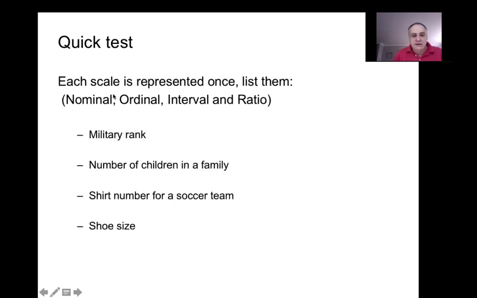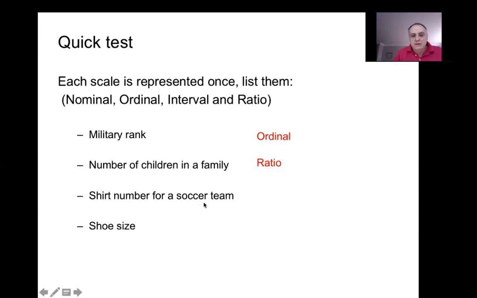Each scale is represented again by one of these. If we put a military rank, there is an order within the military rank. Is there a 0? No. So we can take out that. We can take out that because there is an order. Is there a set interval between the two? No, there's not. So it is ordinal. Number of children in a family, can that be 0? Yes, so that would be ratio.